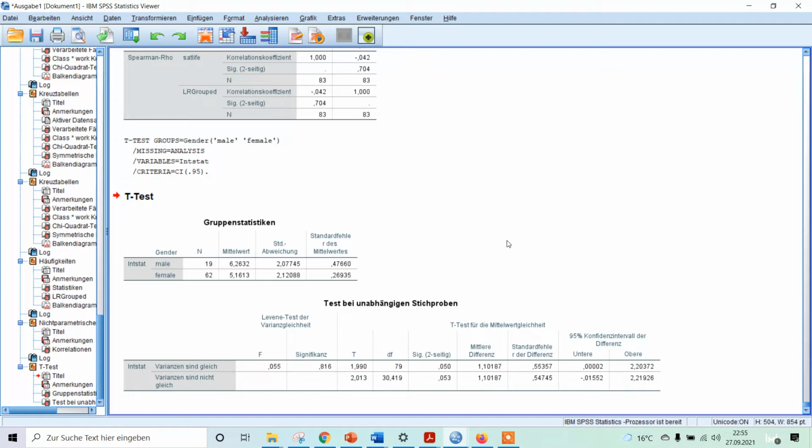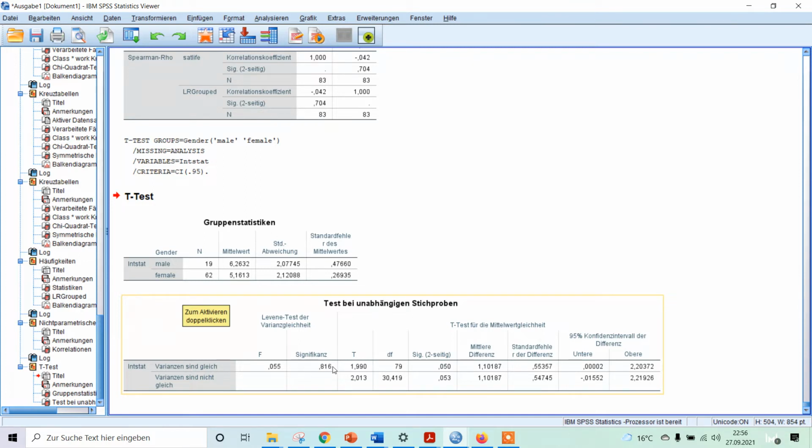And for the t-test, one important prerequisite is that we have the same variances in both groups. So the same variance among males and among females. And we test that with the F-test, the Levene test of variance equality. So this is the F value, that is not so important. Now here we have the significance, and we see it is not significant.